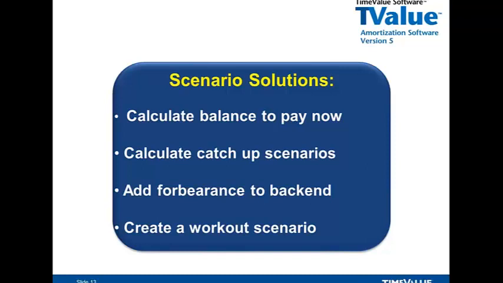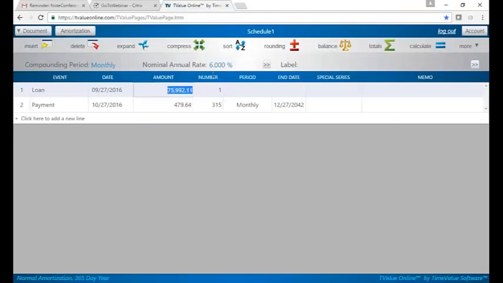Another option would be to add a forbearance to the back end of the note, where you essentially have a balloon at the end. So that's another option. You can maybe even have them pay a little bit up front and then take the remainder of that balance out and move it to the back end of the note. And then lastly, we'll just go over a creative workout scenario. There are so many options to do, but just to show you one that's worked out for some people recently that they actually like to implement into their workouts. So let's take a step over to t-value again. All right, so let's start with the original note on this, for example.